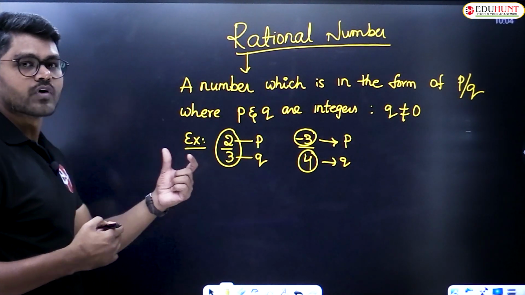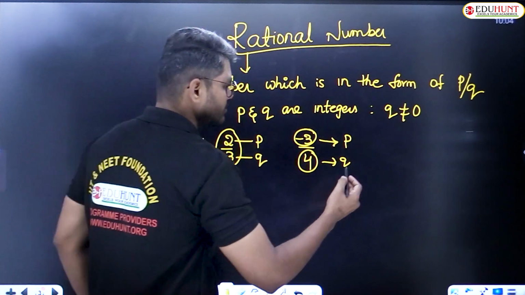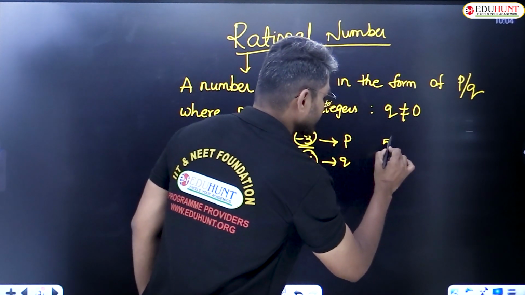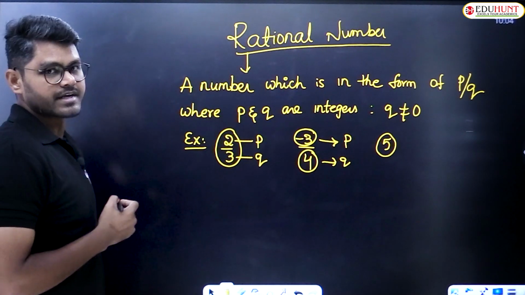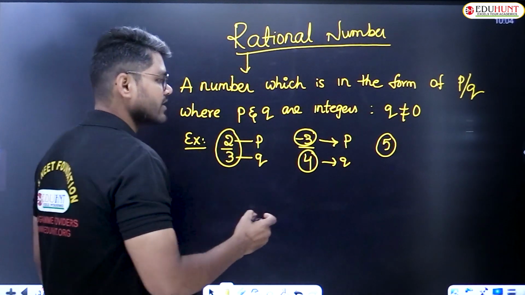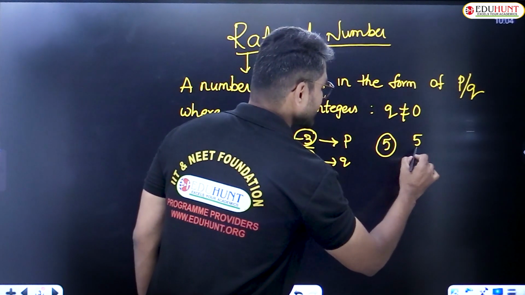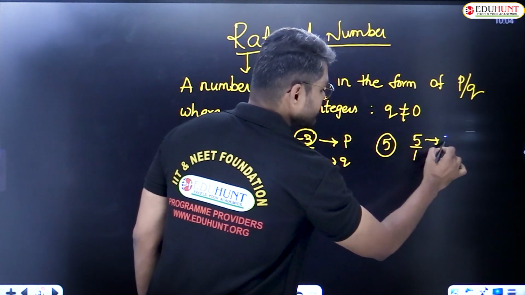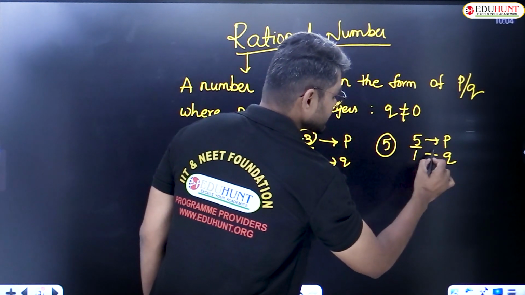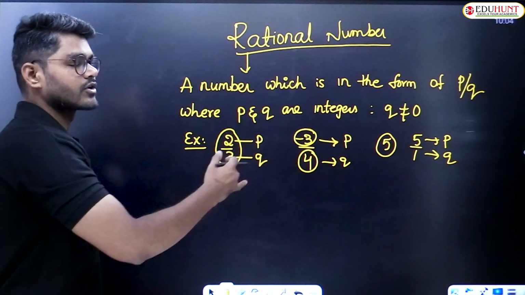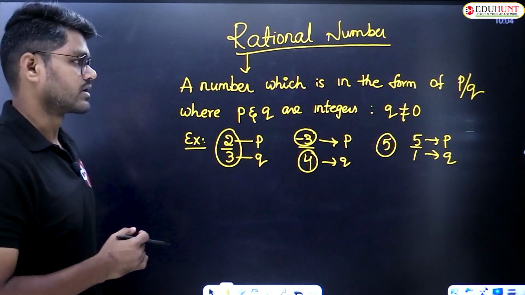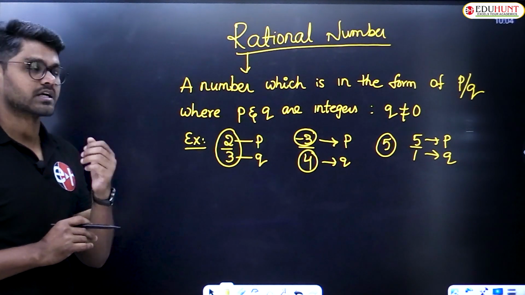Let's take one more example. 5. Is 5 a rational number? Yes. This 5 can be expressed as 5 by 1. So here p is 5 and q is 1, where q is not equal to 0, that is 1. Okay. These are rational numbers.